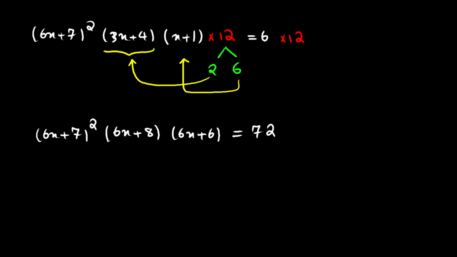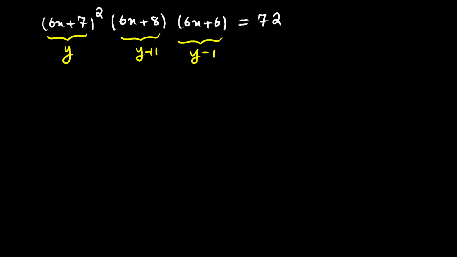Now notice that not only is the coefficient of all of these x's equal to 6, but once I replace this expression with y, this is going to be y plus 1, and this is going to be y minus 1. And that's really, really interesting, and that'll make our equation much simpler. So we will have y squared times y plus 1 times y minus 1 equals 72.